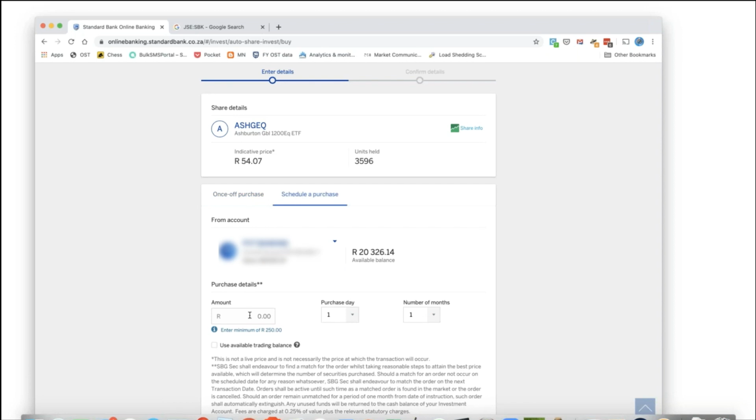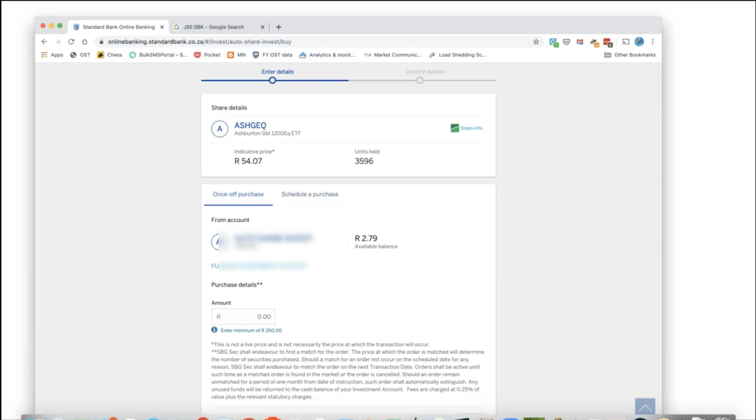Schedule a purchase is a case of setting the amount, the day of the month that you wish to do the purchase, and how long you wish that purchase to work for. They will use any available funds in your bank account, in this case from my current account, failing which, on option 2, if you've got money sitting in the tax-free, in the ASI, failing which they'll take it out of your bank account. And that you set and you let it run.